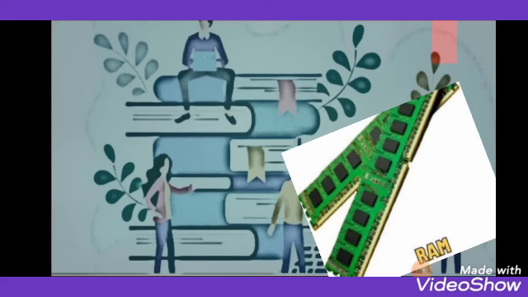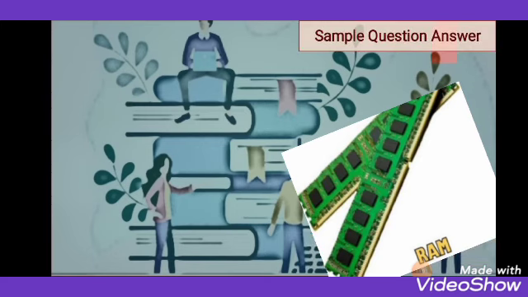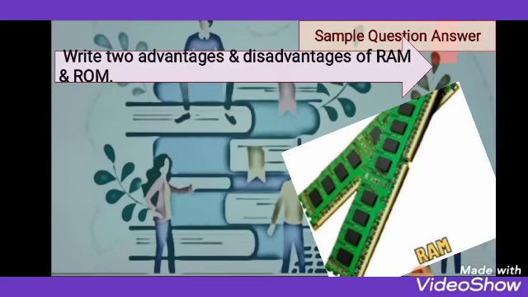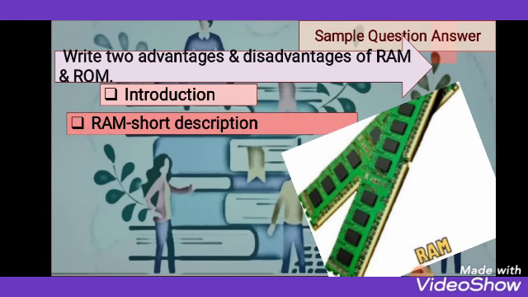Coming to the next question: write two advantages and disadvantages of RAM and ROM. Very simple. How will you start the answer? First you will write an introduction about what it actually is, where you get this RAM. It is the primary memory, you will write about this, and after that a short description. Why you are using this: you get both of these on the motherboard.